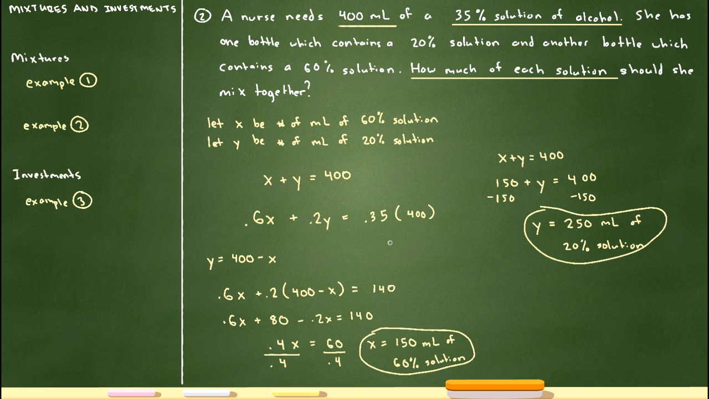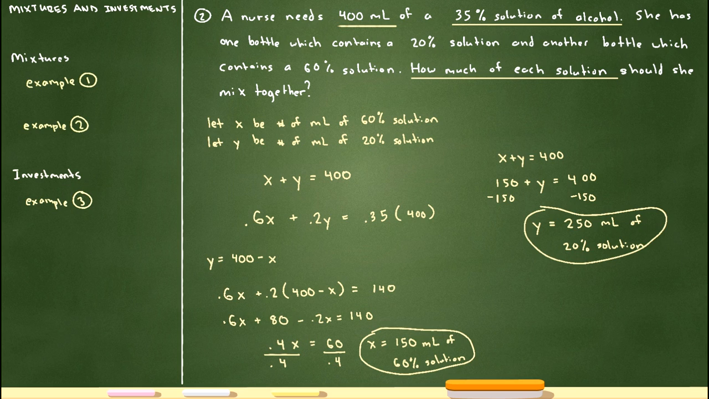So, all right, that's number 2. So again, the setup involves these equations in standard form, right? ax plus by is c, and ax plus by is c. In this case, the c was the 140. Now let's move on to a different problem, right?